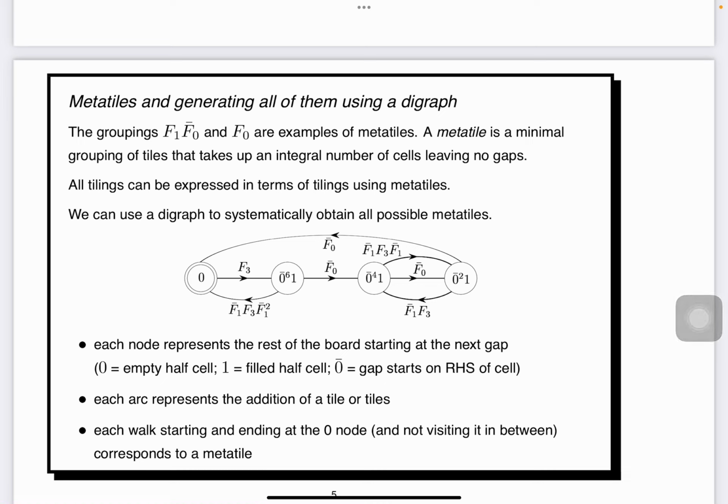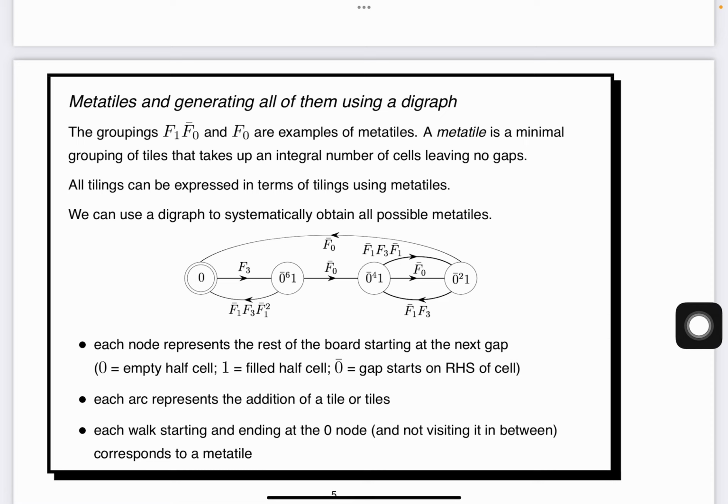So for example, if I were to put an F3, that's a fence with a gap of 3, which is 6 half cells, I'll end up with 6 half cells plus the other end of the fence, the other post of the fence. And the bar just means that I'm starting on the right hand side. The gap starts on the right hand side of a cell.